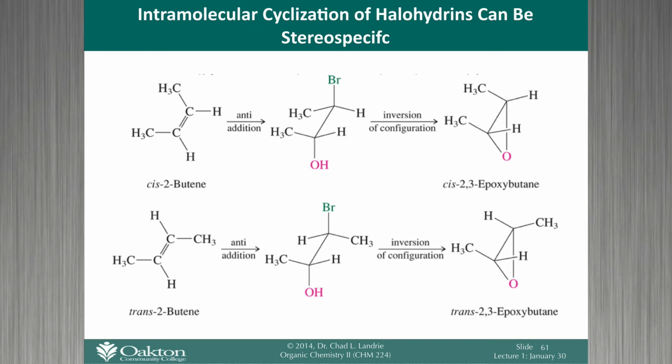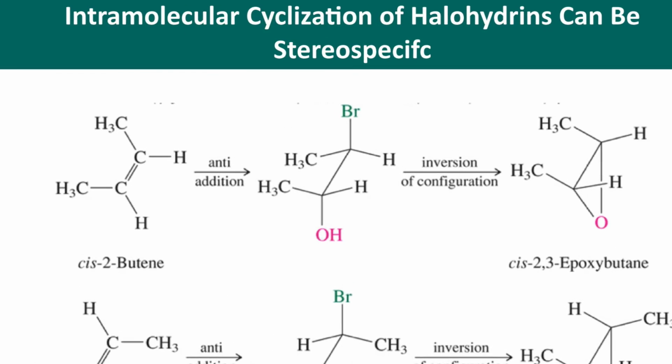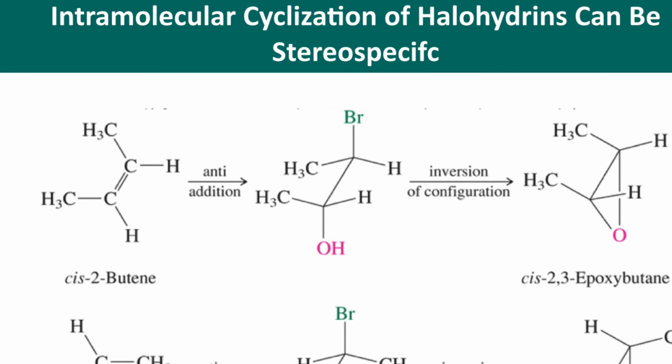Intramolecular cyclization of halohydrins can also be stereospecific. You can see here that if I start with a cis-2-butene, the two methyl groups on that alkene start off cis, and after my two-step process, form the vicinal halohydrin, deprotonate with a base to get intramolecular SN2, those two methyl groups are still cis. So if I start with a cis-alkene, I end up with a cis-epoxide.